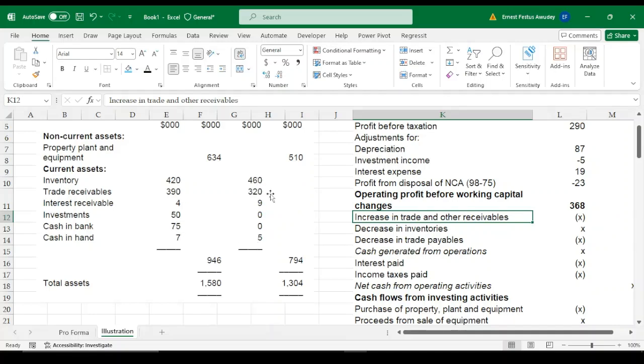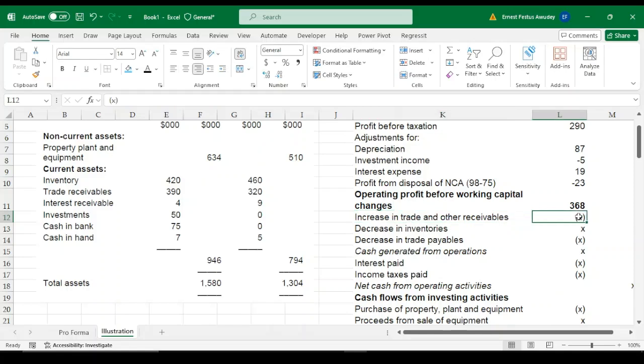So let's look at the first item here, the receivables. Let's look at interest receivables, trade receivables here. So our trade receivables, we are saying that it is what? At the beginning of the period it is 320, but the current year is 390, which means that it has increased. So the increase here is appropriate for it.